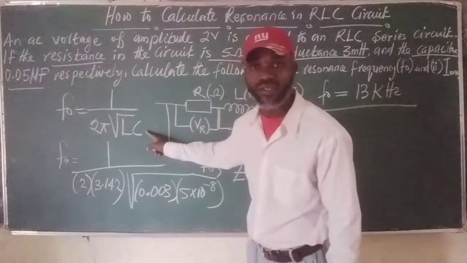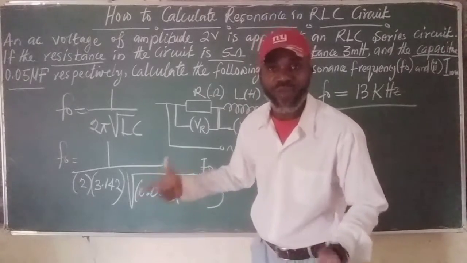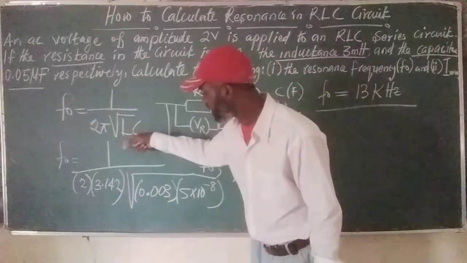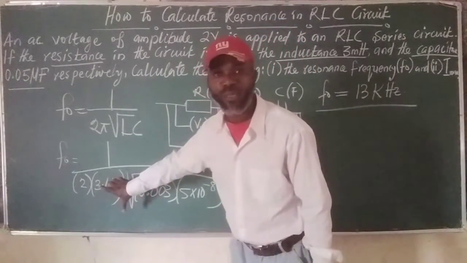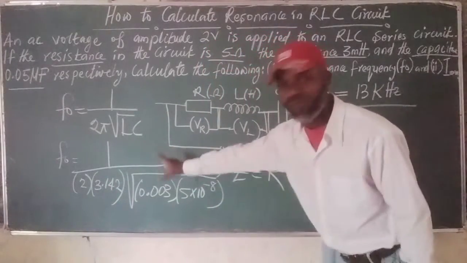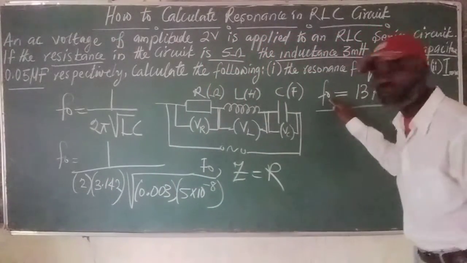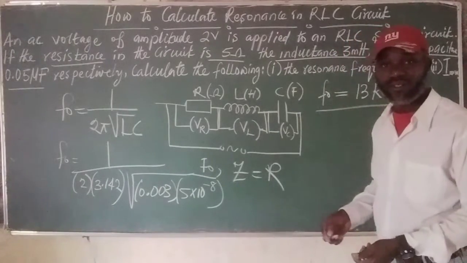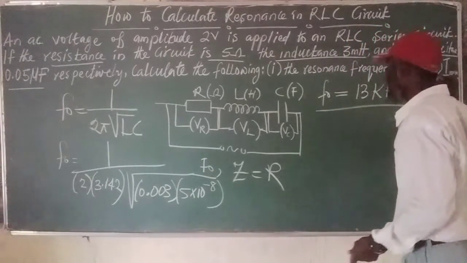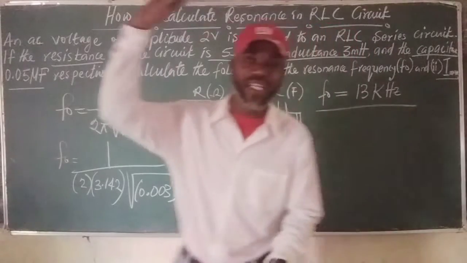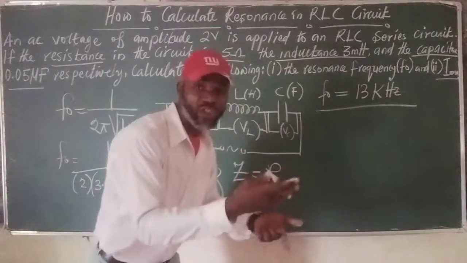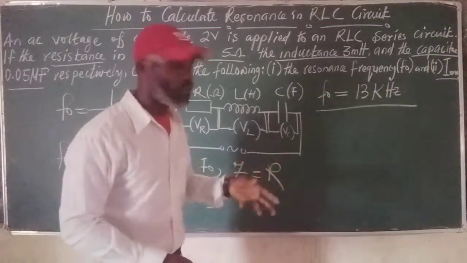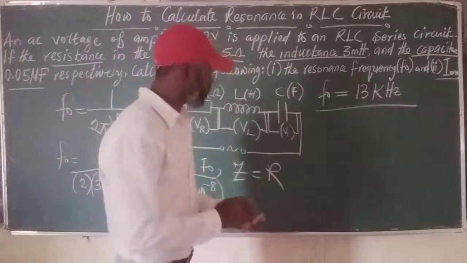So we have found the resonance frequency by applying this formula, substituting wisely and simplifying. Then we arrive at F0, which is the resonance, equal to 13 kilohertz. Now the next thing we need to find is the maximum current, the current at which the resonance occurs. So that's the next thing.